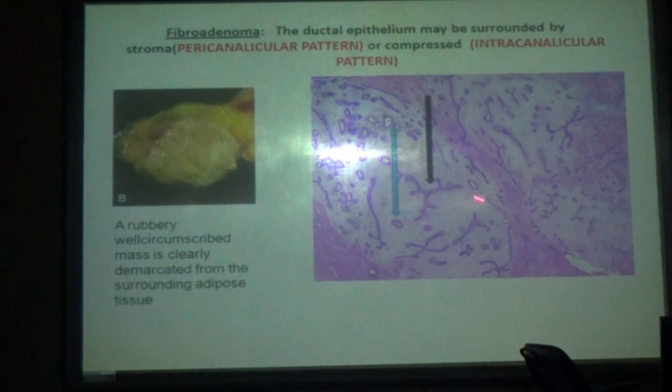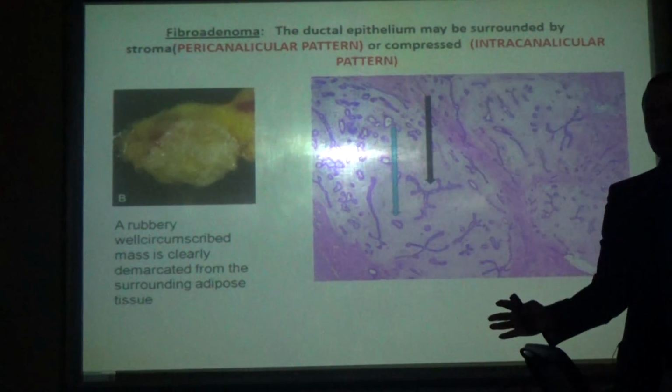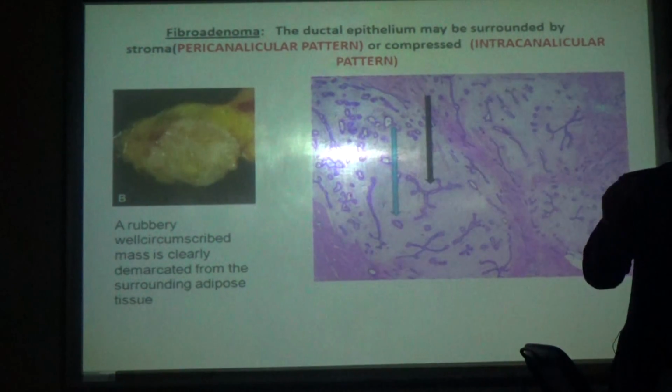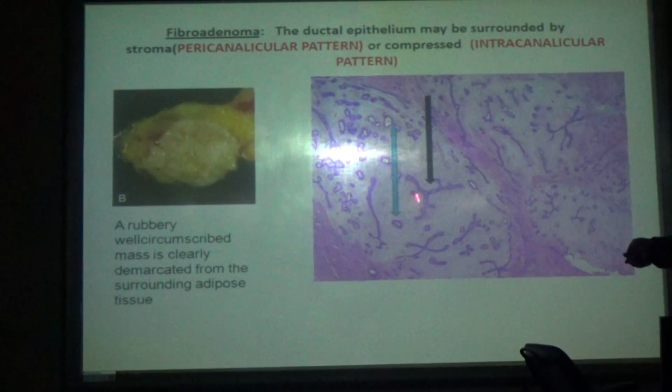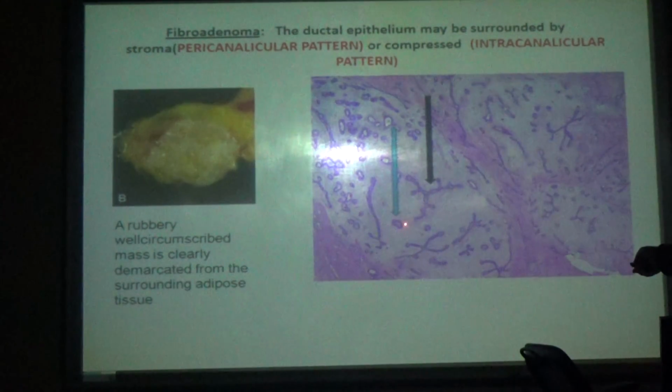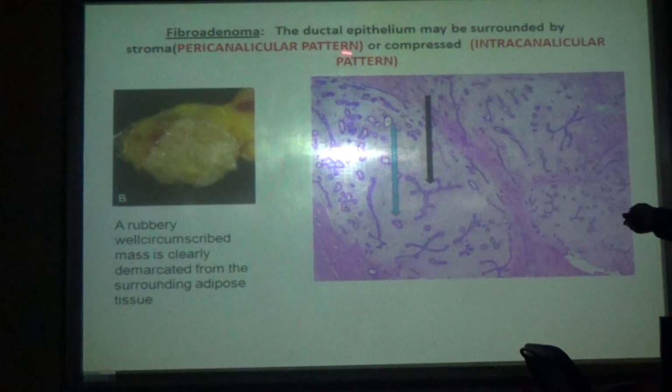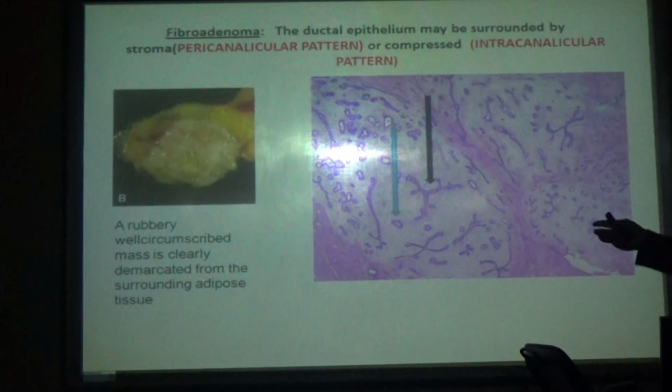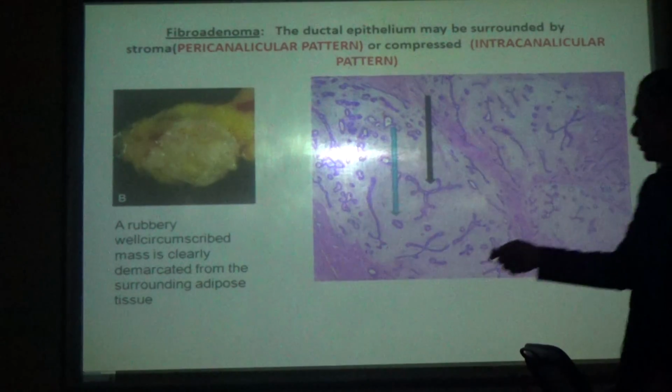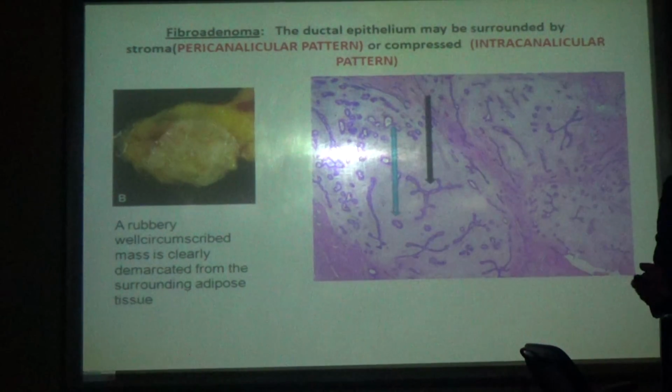If you see this microscopically, you will have two patterns. This is the duct, this is also a duct. In fibroadenoma, there will be abnormal proliferation of stromal tissue, a huge proliferation of stromal tissue. It compresses the glands. These are all stromal tissue. It compresses the ducts, surrounding and encircling the duct. We will call it a pericanalicular pattern. If it is making the ducts into small slit-like structures, we call it an intracanalicular pattern. These two patterns you will see.